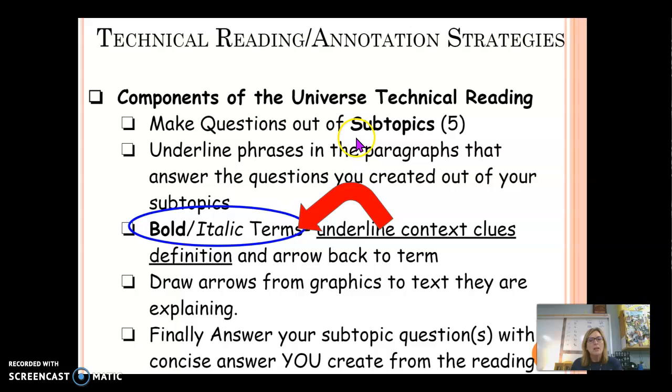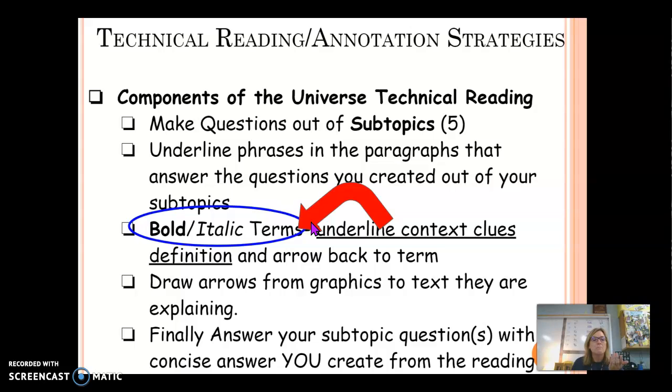As you're reading, you're going to come across words that are in bold print or that are italics terms. Those are the ones that are kind of slanted. When you see those words, you're going to circle those words because they are important. And then you're going to look around that word in the sentence either before or after and underline that definition. Once you've underlined the definition, put an arrow back to the term so you know that that's the definition, arrow back to it.